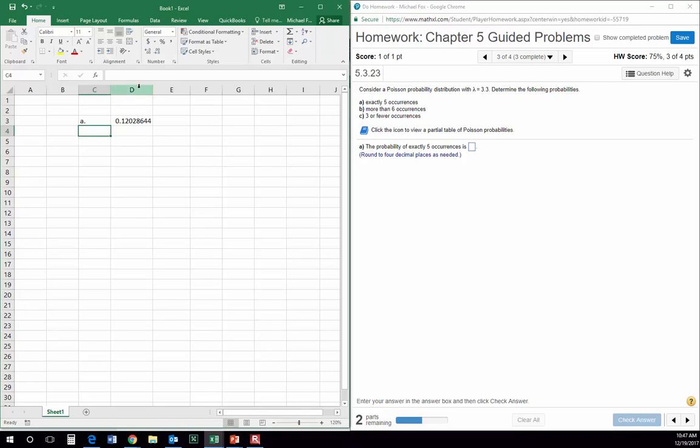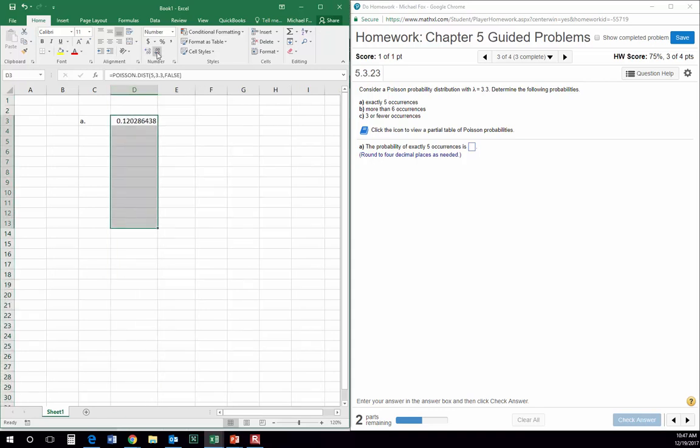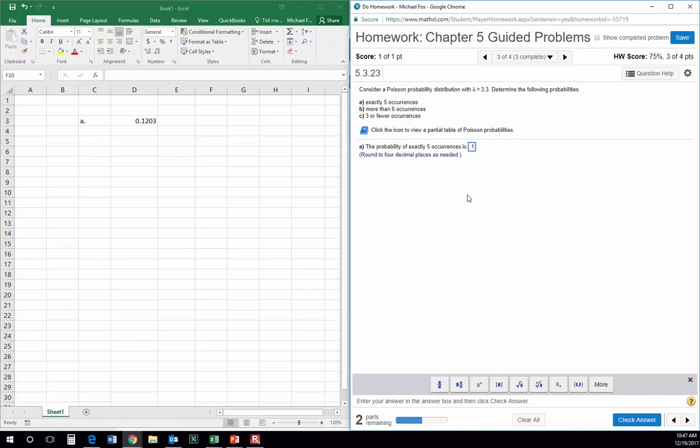So that gives our probability. It asks for 4 decimal places, so I'm just going to set Excel to 4 decimals. The probability of 5 occurrences is 0.1203.